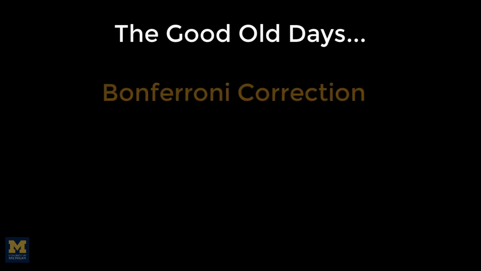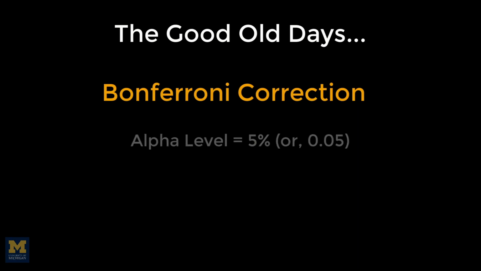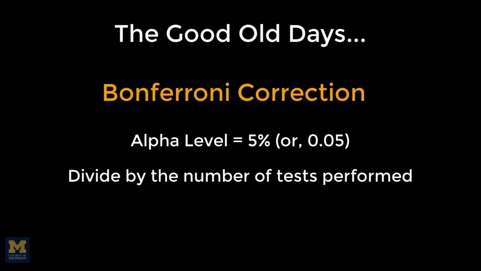In the good old days, many neuroimaging researchers used a correction method called Bonferroni correction. It's simple to understand and simple to do. Take your alpha level, or the false positive rate you're willing to live with, traditionally set at 5%, and divide it by the number of tests that you carry out. This works well enough for behavioral studies, but quickly becomes unreasonable when applied to imaging data.